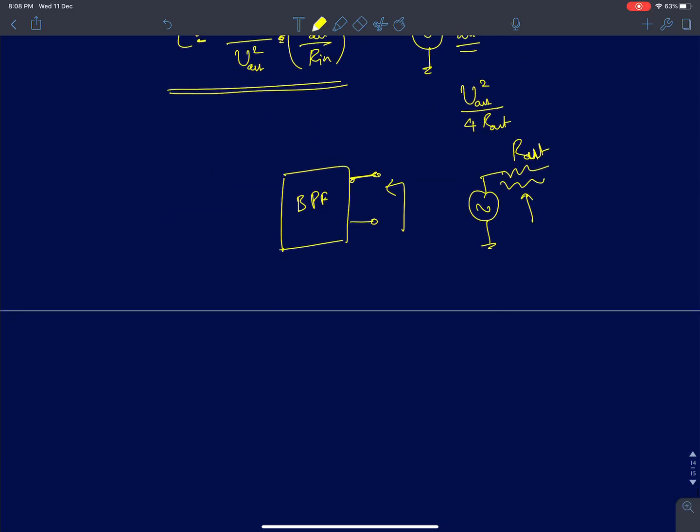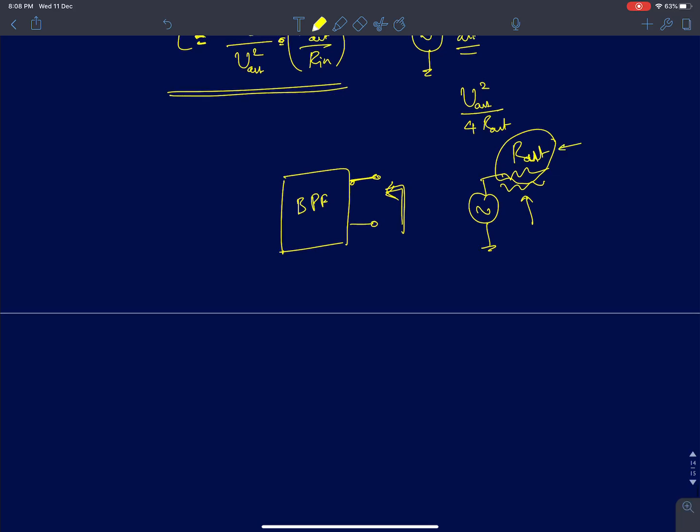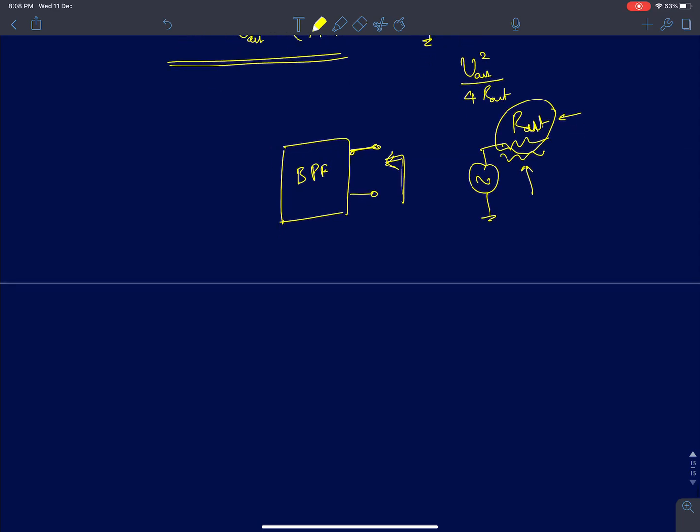So now I can treat this entire bandpass filter as a circuit with a resistance of value R out, and the noise is also going to add because of this R out. So the output noise is going to be the output noise of the circuit from here to here. The output referred noise is because of 4kT R out. So it's going to be 4kT.